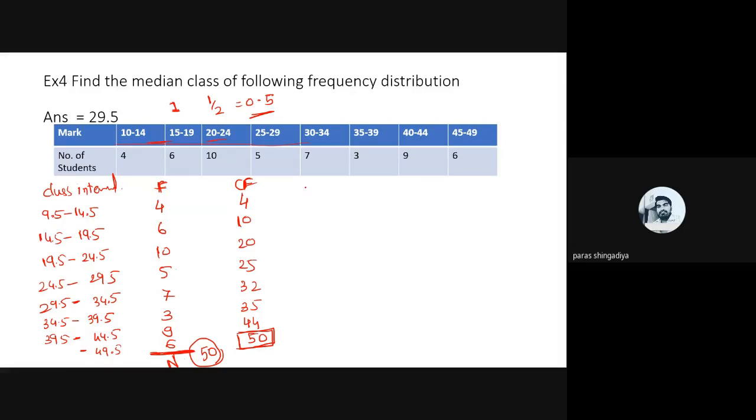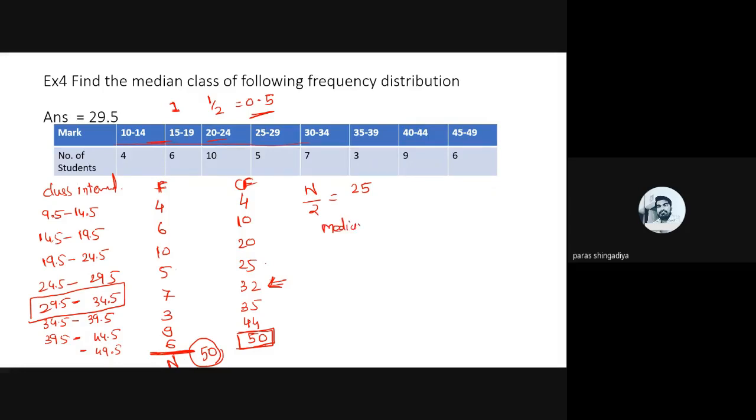Now check n by 2. So n by 2 is 50 by 2, which is 25. So here, which value is just greater than n by 2? It is 32. Just greater than, not greater than or equal to. If it were greater than or equal to, then we could take 25. But now only strictly greater than is given. So just greater than n by 2 is 32, and as per 32, the median class will be 29.5 to 34.5.